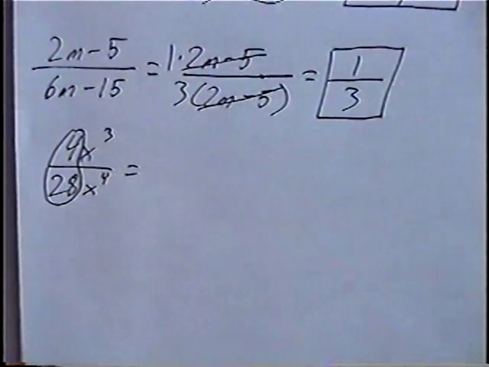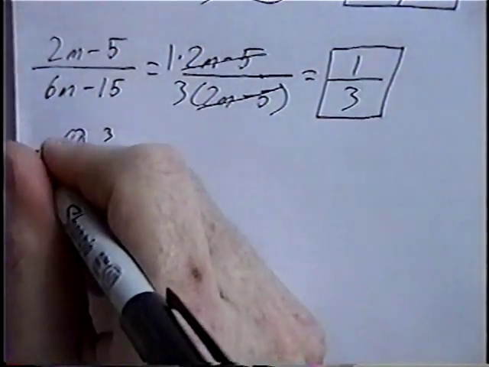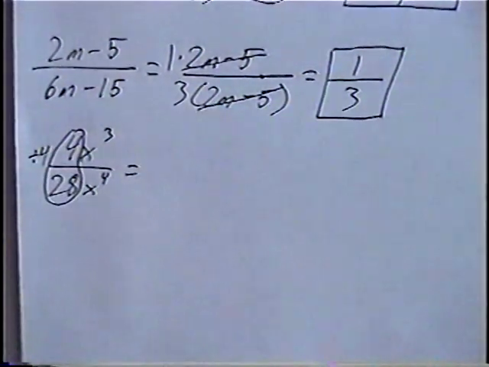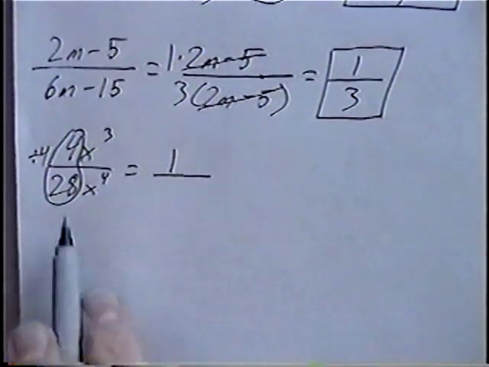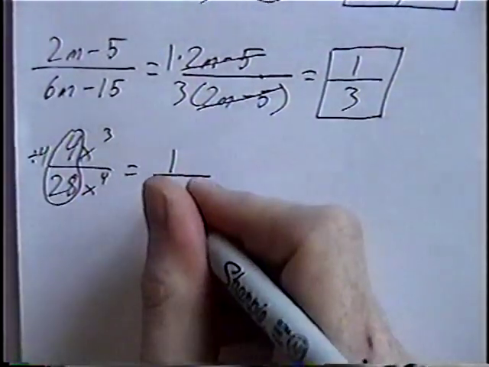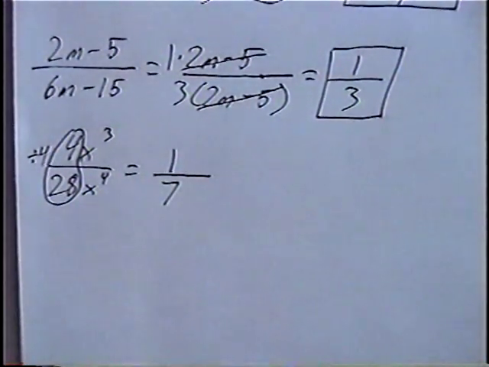In this case, we have 4 and 28. Each of those numbers we can divide by 4. 4 divided by 4, we can put 1 on top of the fraction, and 28 divided by 4 would be 7 on the bottom of the fraction.